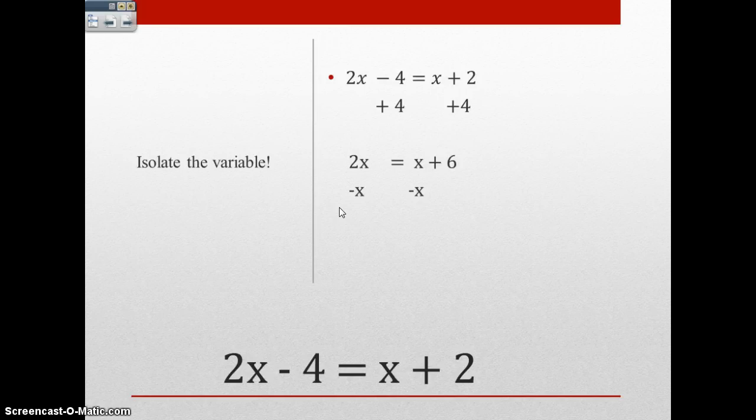I would subtract x from both sides. I'm trying to get the variable all by itself, or isolating the variable. In this scenario, 2x minus x gives me x, and I'm left with just 6 on one side. I know that x equals 6.